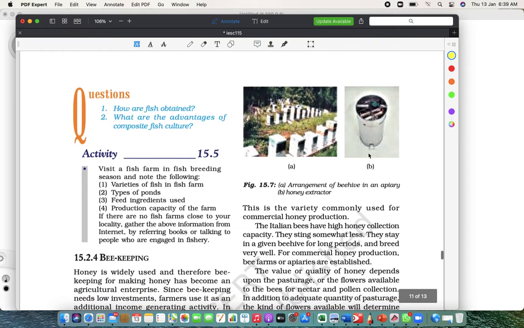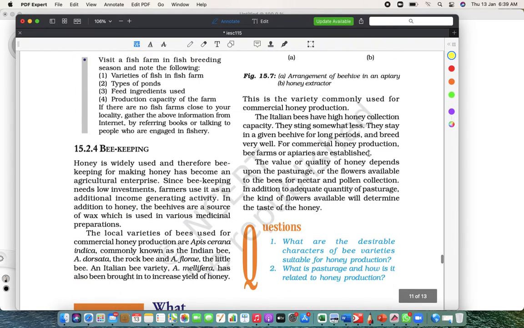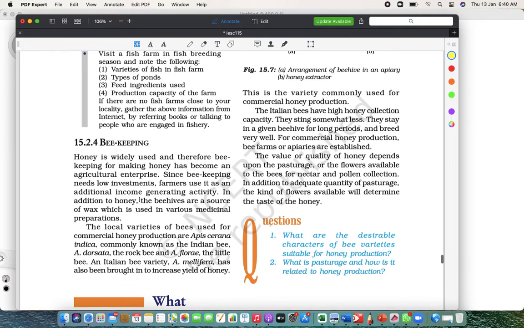Okay. Now beekeeping is again one of the very important things. Honey is widely used. Beekeeping is for making honey. Beekeeping needs low investment. What low investment? You don't need anything. The bees go and collect honey from different flowers and collect it over there. You don't do anything. You don't have to feed anything. Definitely, you will keep them in such an area where there are a lot of flowers, so that they can collect honey over there.